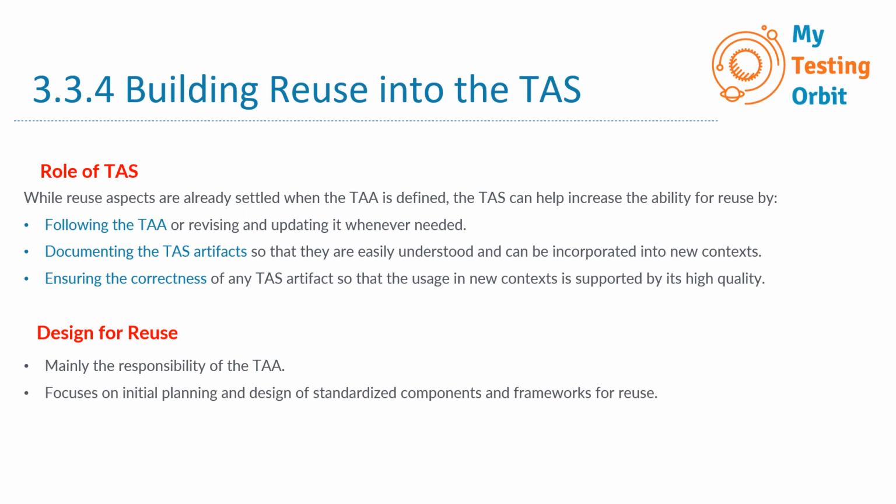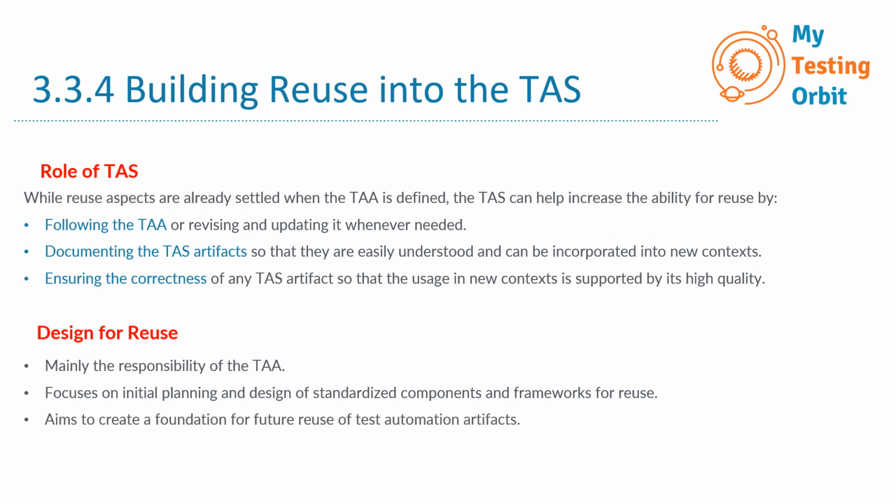The next one is focuses on initial planning and design of standardized components and frameworks for reuse. During the initial phases of a project, the TAA concentrates on planning and designing standardized components such as libraries, frameworks, and methodologies with the intention of enabling future reuse. So these components serve as the building blocks for efficient and consistent test automation.